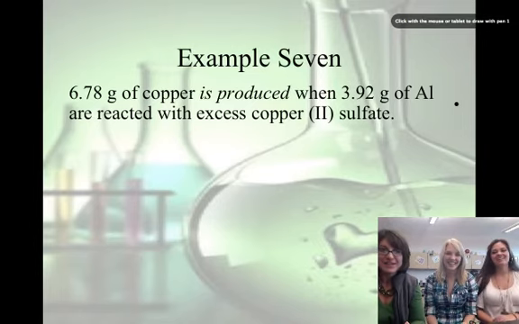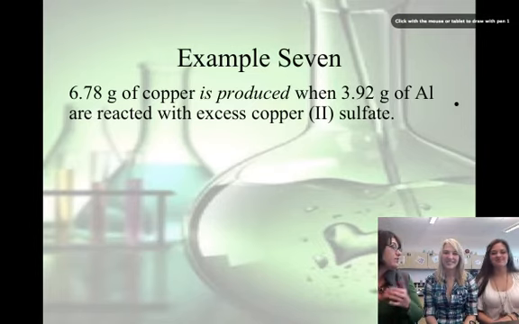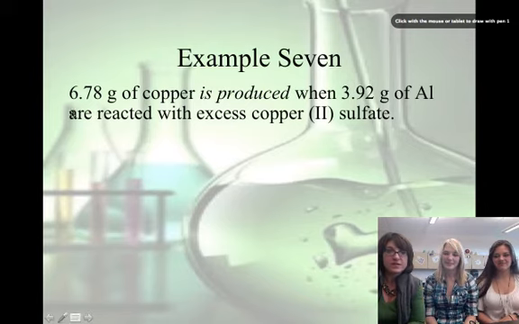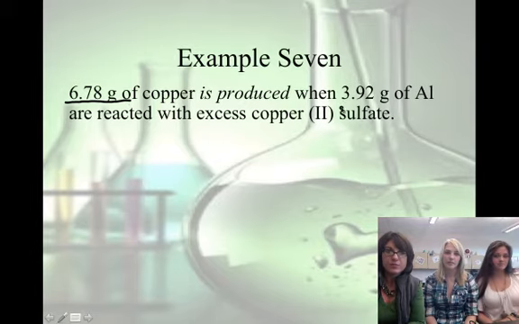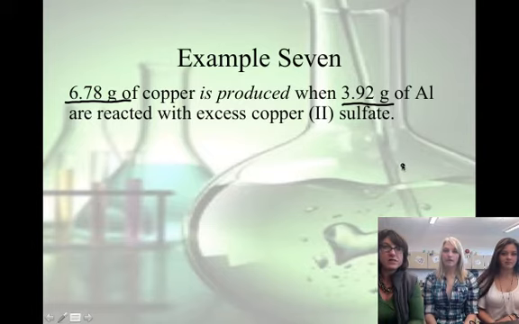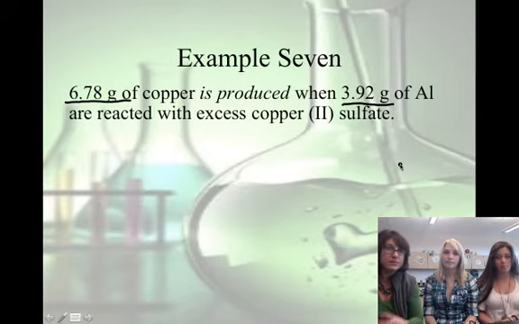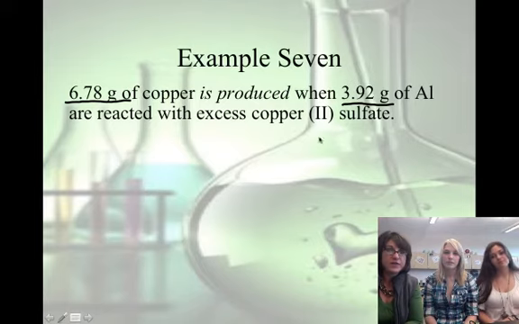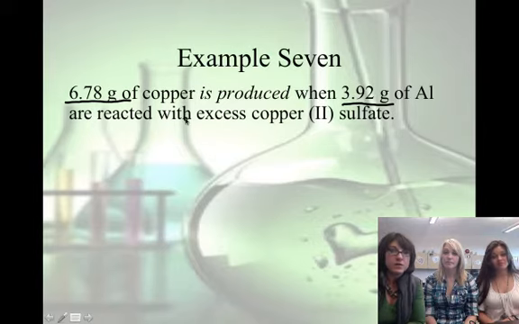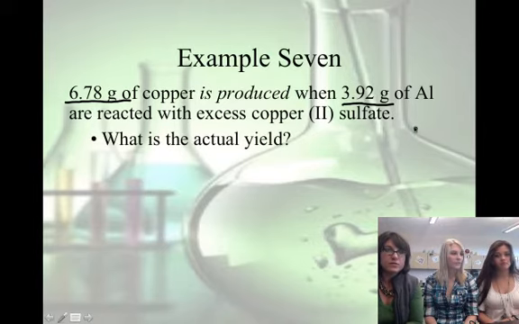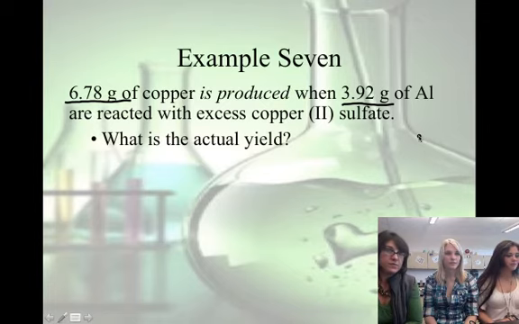Okay, so here's an example of what we do with this. 6.78 grams of copper is produced when 3.92 grams of aluminum are reacted with excess copper sulfate. So this is pretty similar to the lab that you did. We're trying to use the aluminum to displace the copper out of its compound and get our copper back. All right, so what is the actual yield? What did we produce? 6.78.